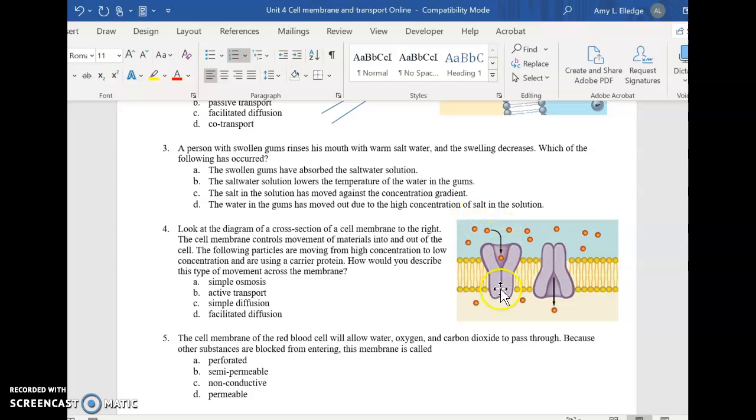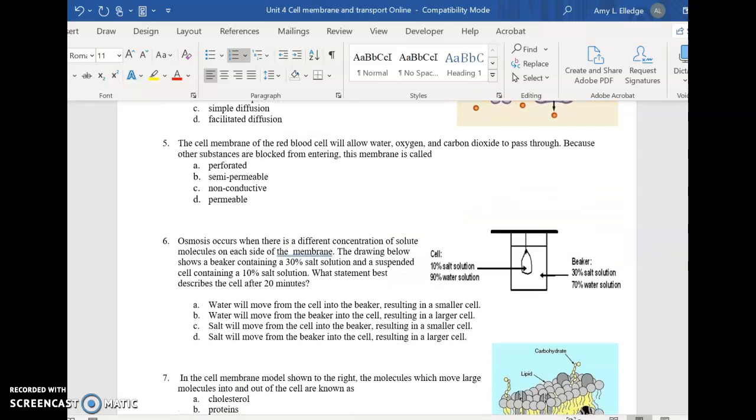So what kind of transport is going from high to low? Well, it's not going to be active, right? So it's not water molecules, so it's not osmosis. So it's either simple diffusion or facilitated. Well, remember, facilitated means to help. So in this case, you got a protein helper. That's facilitated diffusion.